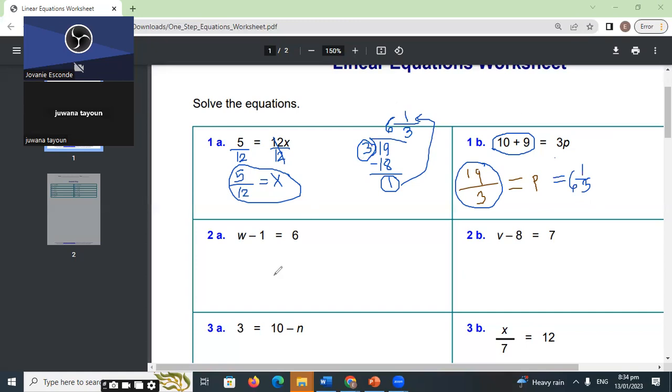Okay, so this one, I think the number 2A and B, I think it's easy for you, but now I want you to answer this. So letter A, we have here W minus 1 is equal to 6. But if you find it difficult, then just let me know so that I can explain the number 2 letter A, and then later on I will let you answer number 2 letter B.